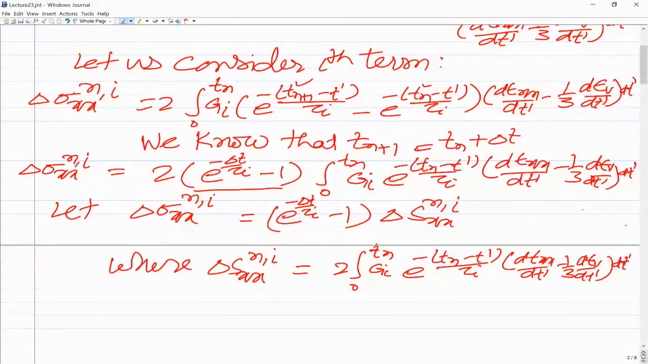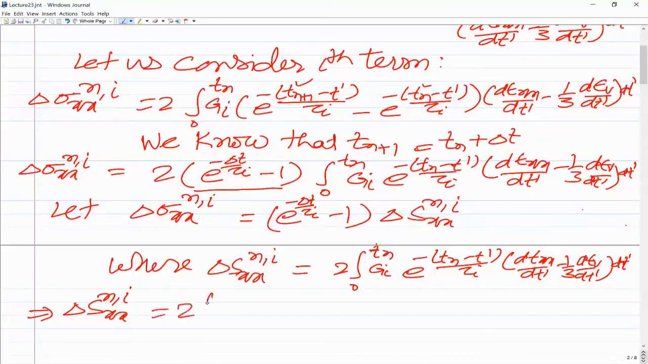So now let me say this delta s xx n comma I, this quantity, is the integral 0 to tn, and we want to express this delta s xx n comma I in terms of delta s xx n minus 1 comma I. See, the n is denoting the time step number, so this is the nth time step. We want to write the value of this quantity in terms of the n minus 1th time step. So this integration can be split into two parts, 0 to tn minus 1 and then tn minus 1 to tn.